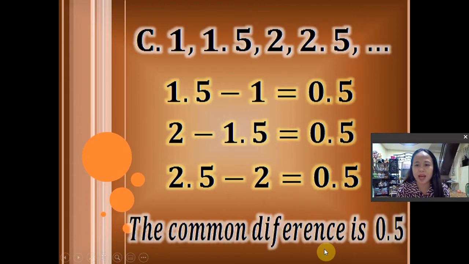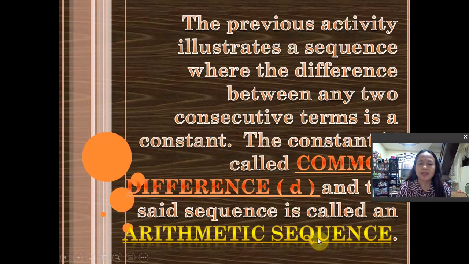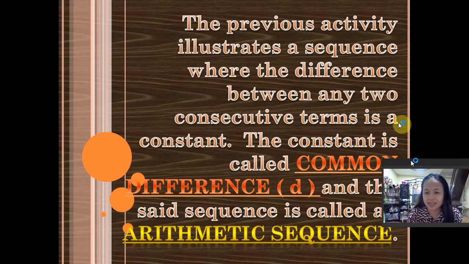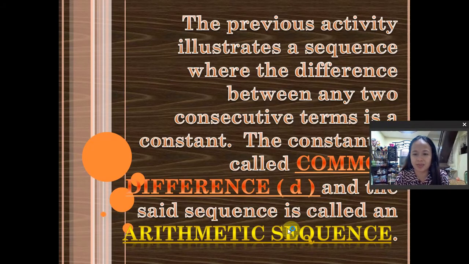Okay, how about this one? The previous activity illustrates a sequence where the difference between any two consecutive terms is a constant. The constant is called the common difference, and that is denoted by d. And the said sequence is an arithmetic sequence. So that is the main feature of an arithmetic sequence. It has a common difference.